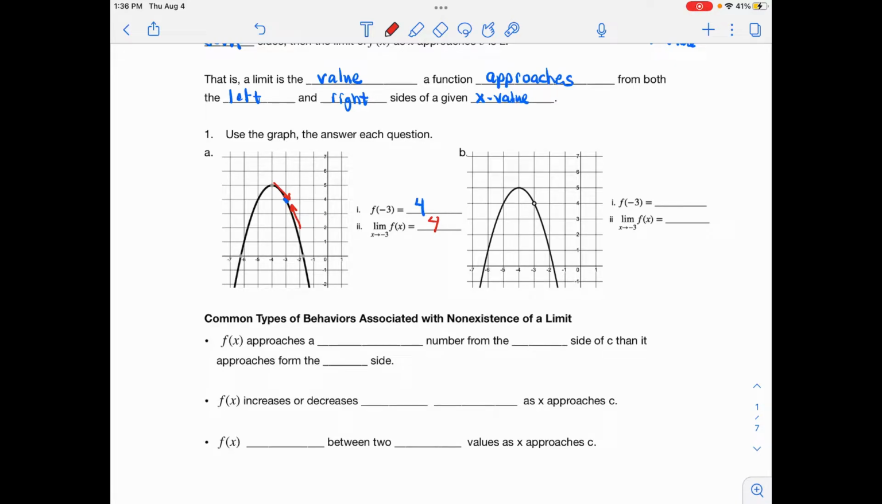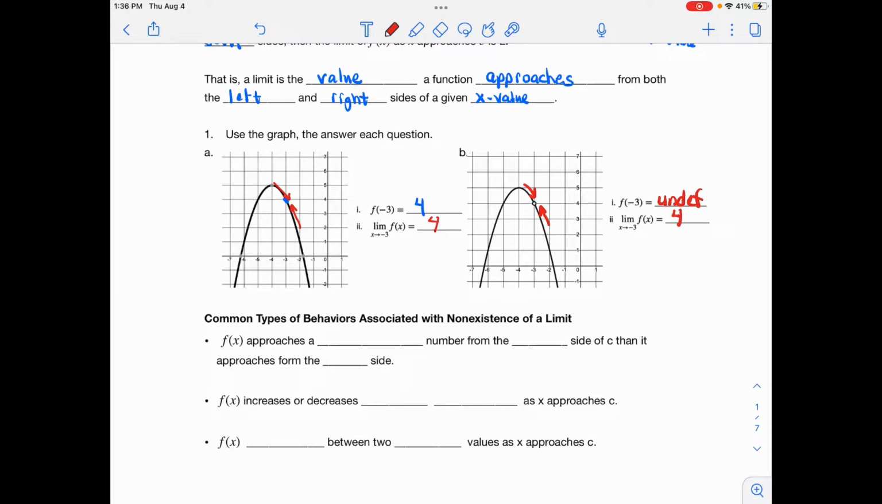Now, the only difference between this graph A and graph B is we have an open circle here at -3. So the function value, f of -3, is undefined. There is no function value there. It does not exist in this. But the limit as x approaches -3 from the left-hand side is getting closer and closer to 4, and from the right-hand side, it also is getting closer and closer to 4. So the limit as x approaches -3 of f of x is 4.